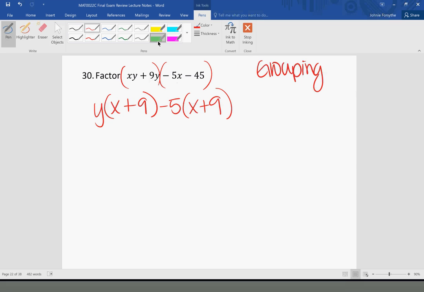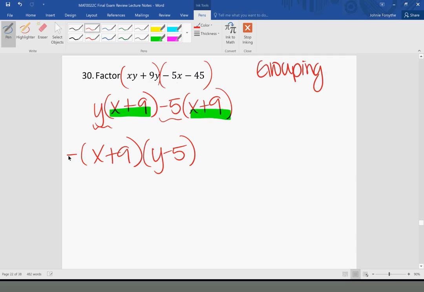Now when you're factoring by grouping, you want to get what I call the twins. You want to get the same thing here. If you don't get the same binomial in there, then something went wrong. So now what you want to do is look at what's in common between these 2 terms. The twins, the x plus 9, is in common, so you're really factoring that out. And then what's the remaining? Y minus 5.